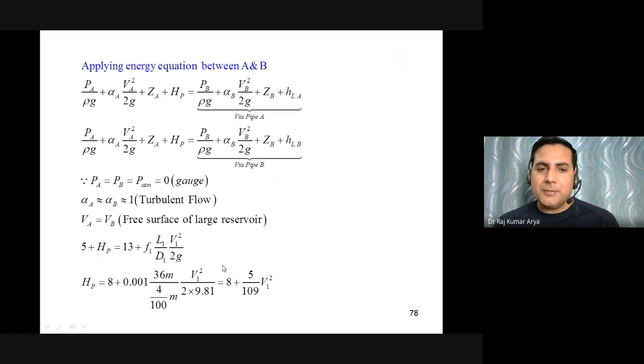Yeah. So you have this. For that case, this is the relationship you will get, because here you know F1. I gave you just now 0.001. L and D are given to you. D is given, for D1 it is 4 centimeter. You have converted it into meter.